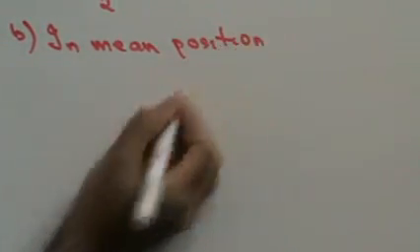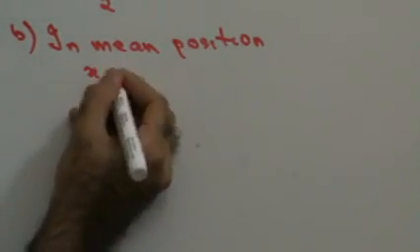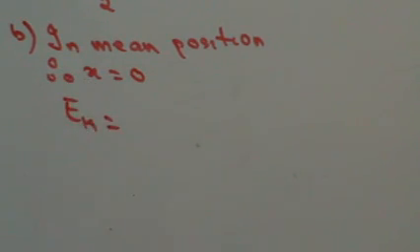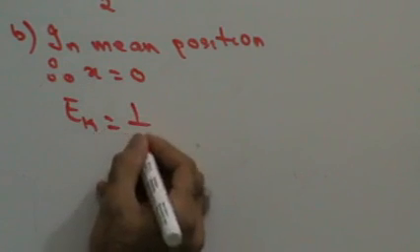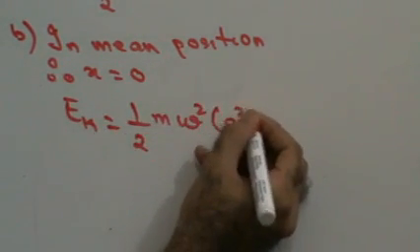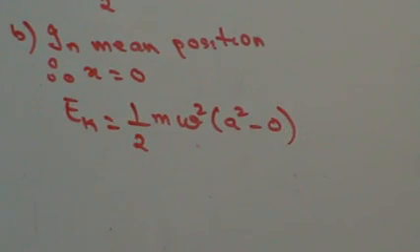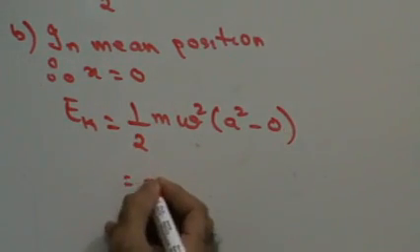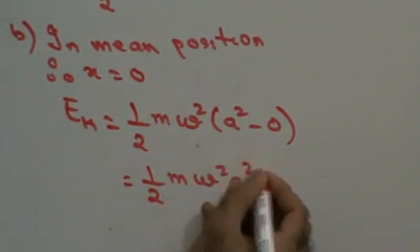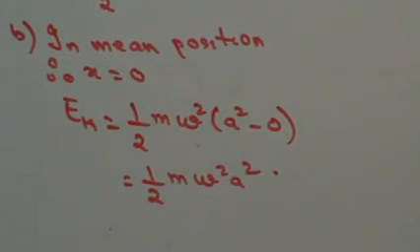Now when the particle is in mean position, the value of x will be 0. If value of x is 0, then what will be the kinetic energy possessed by the particle? It will be nothing but half m omega square, a square minus x square, but x is 0. So kinetic energy of the particle will be half m omega square a square. Potential energy of the particle.